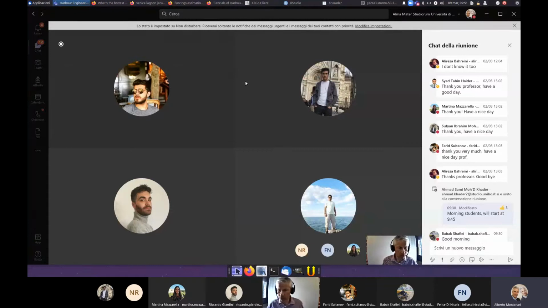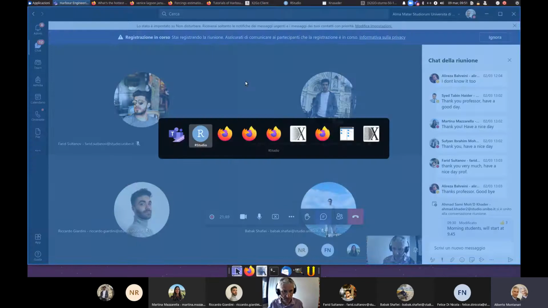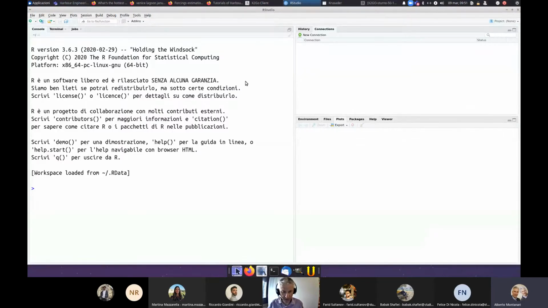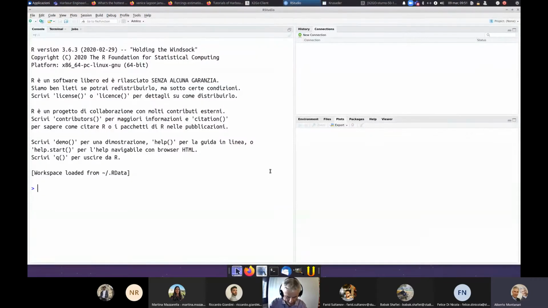Okay, recording is activated. So just to make a summary of what I would like to do now, I would appreciate if you could open RStudio and get to this opening screen. Just let me check. Can you see my screen with RStudio now? Can you please confirm? Yes.